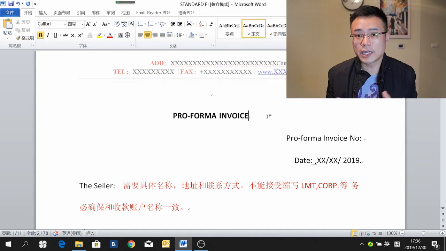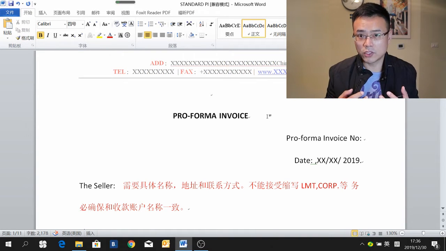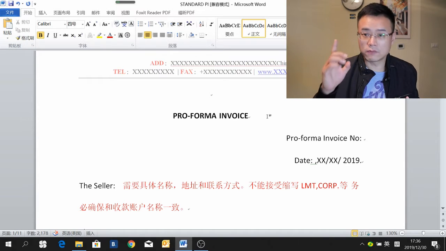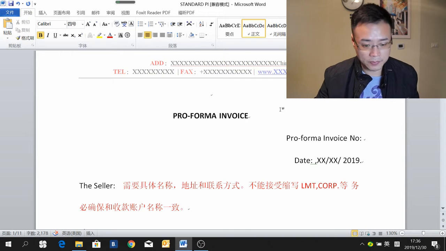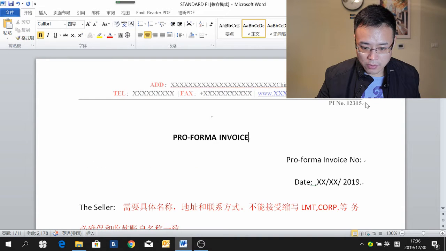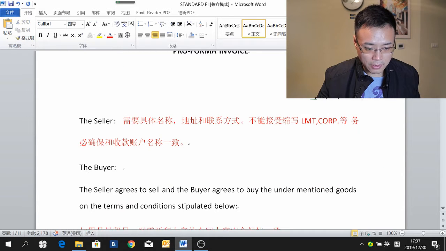But in the majority of cases, we just mix these two together, sales contract and pro forma invoice, and we just issue one set of legal paper and send it for the client's confirmation. So look here, we have a PI number 12315, and here the pro forma invoice number again, and the date. Okay, the seller and the buyer.